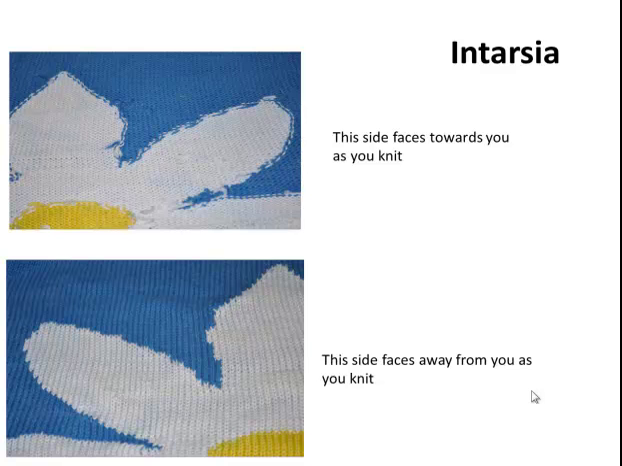And Intarsia is a fairly manual method of knitting where you lay the yarn on the needles that you need in order to form the picture. So the carriage really isn't controlling which color is knitted, it only controls the tension of the knitting. So this is the wrong side that will face you as you knit. This is the right side.